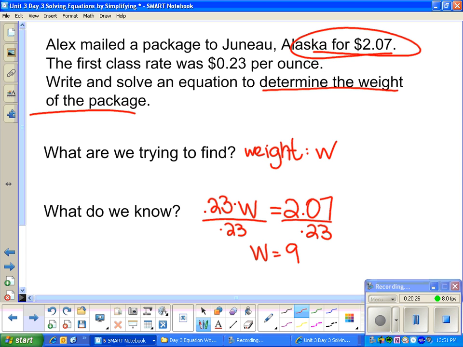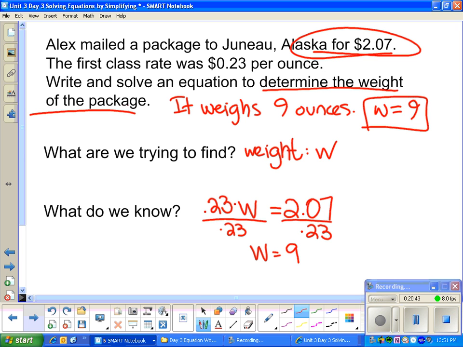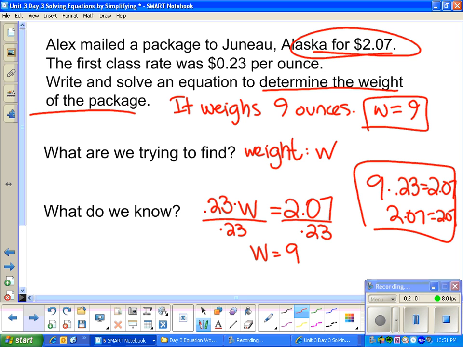So the question says, what is the weight of the package? 9 ounces, or you could say W is equal to 9. And so 9 times 0.23, I hope gives me $2.07. Let's see, 9 times 0.23, and it gives me $2.07. And I am done.